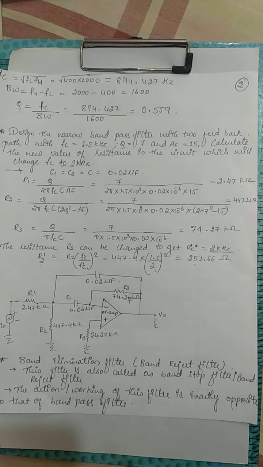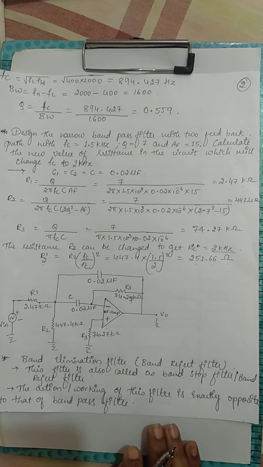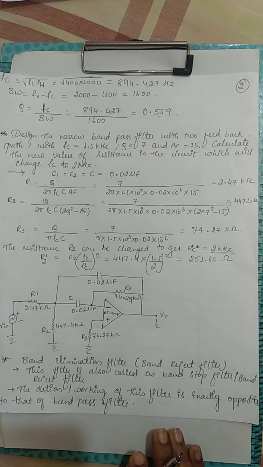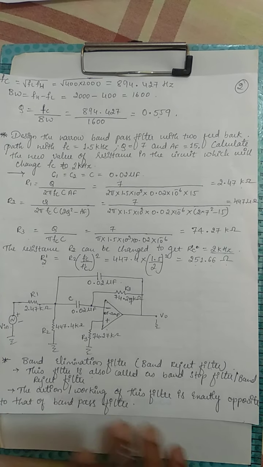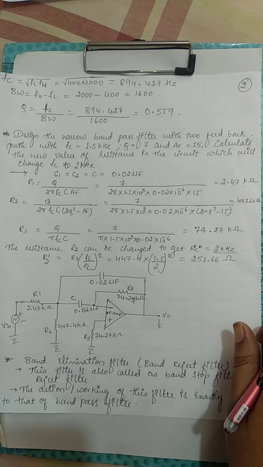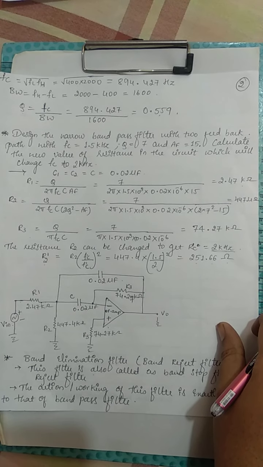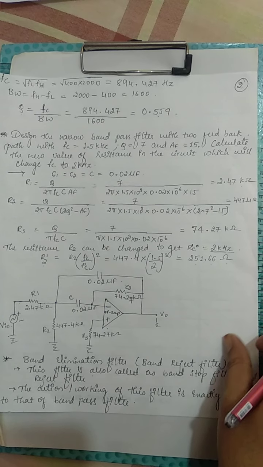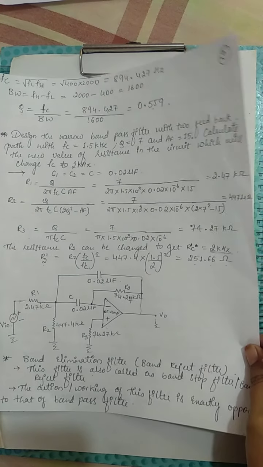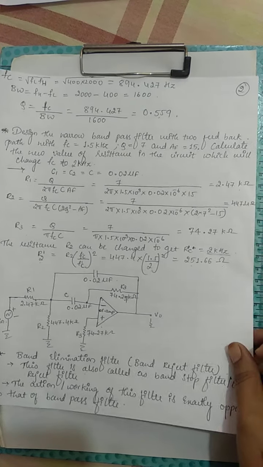The working principle of this band reject filter is exactly opposite to the band pass filter, because in the band pass filter we have only one pass band and two stop bands, but in this band elimination filter, or band reject filter, we have two pass bands and one stop band. You can see this in the frequency response. So this filter is also called, as I said, a stop band filter or band reject filter.